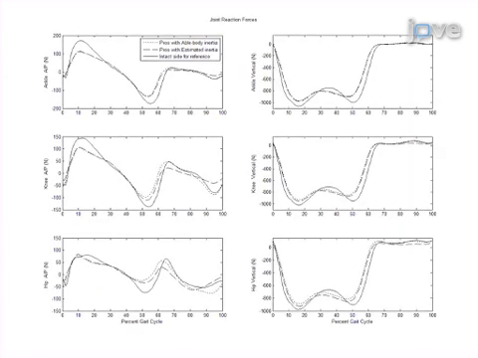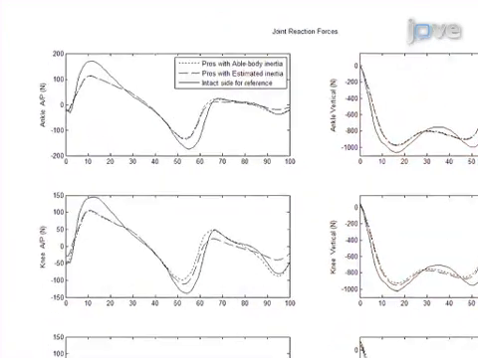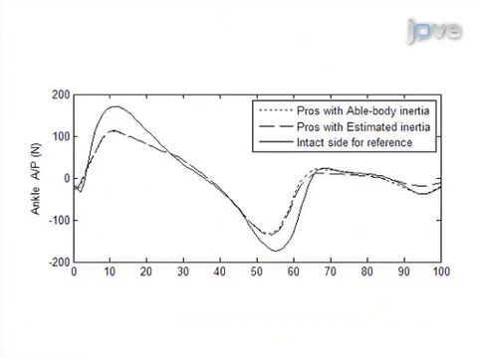Joint reaction forces of the ankle, knee, and hip were determined in the anterior, posterior, and vertical directions. The stance phase begins at 0% of the gait cycle and ends at approximately 60% of the gait cycle. Swing continues until the next foot contact of the same leg at 100%.